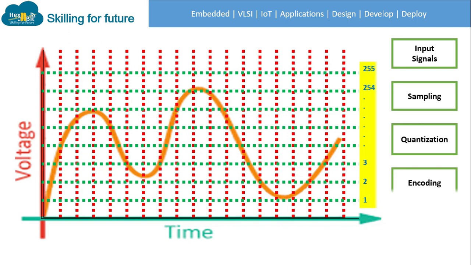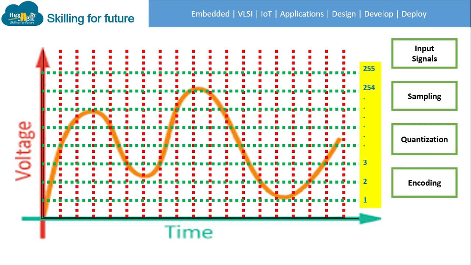The next process is encoding. That means at each level we give a code. So let's say the very first level is 1, the next level is 2, the next is 3, and so on up to 255 if I am considering this signal conversion at 8-bit resolution. Once all these encoding techniques are done, I have written here the decimal output. Basically, the encoding is done in digital.